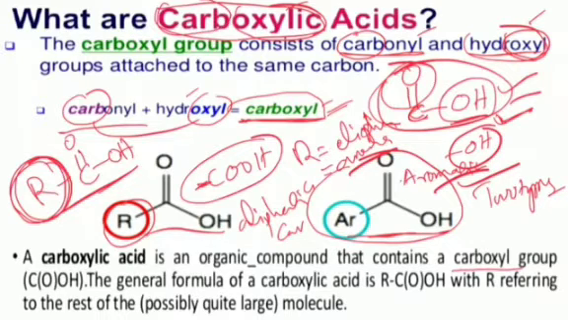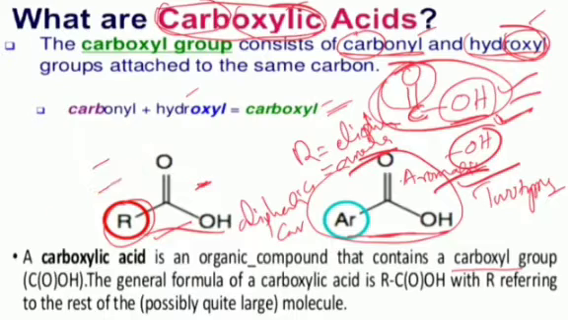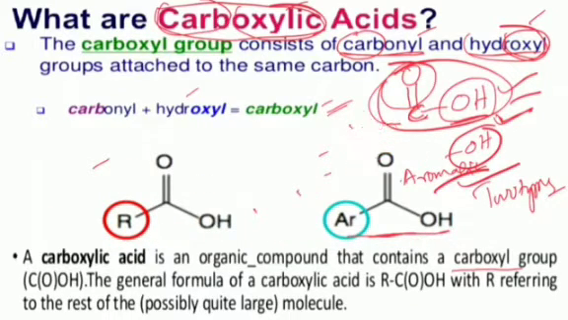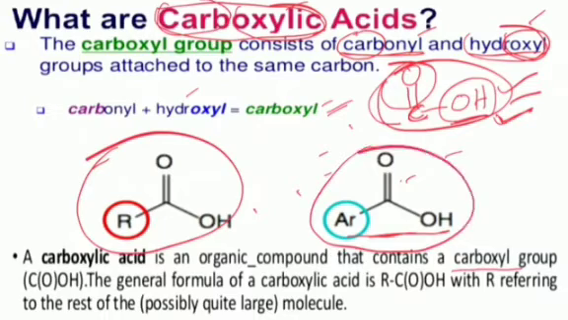The first one is aliphatic carboxylic acids. The aliphatic carboxylic acids formula is like this. This is the general molecular formula of aliphatic carboxylic acids. And this one is known as aromatic carboxylic acids.